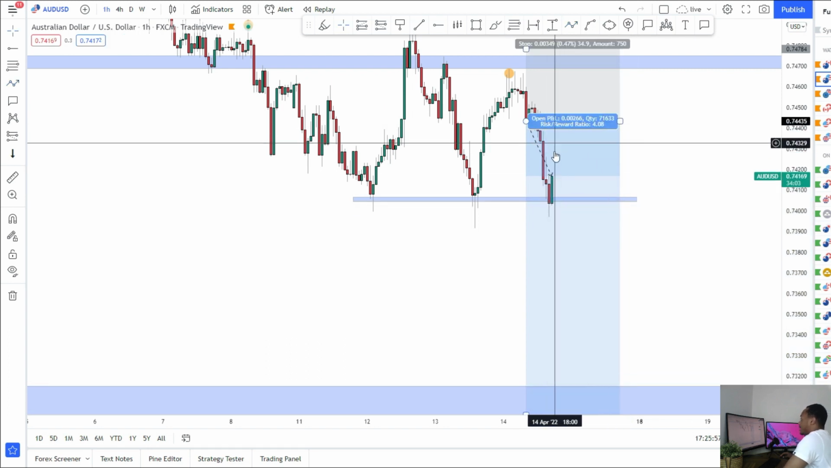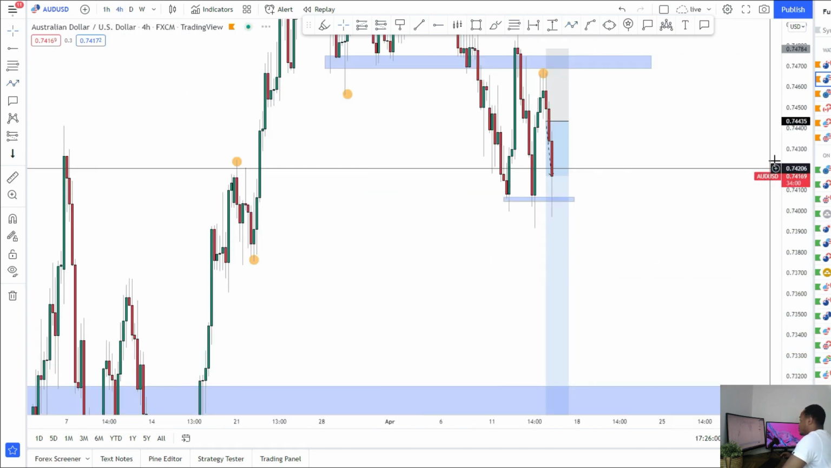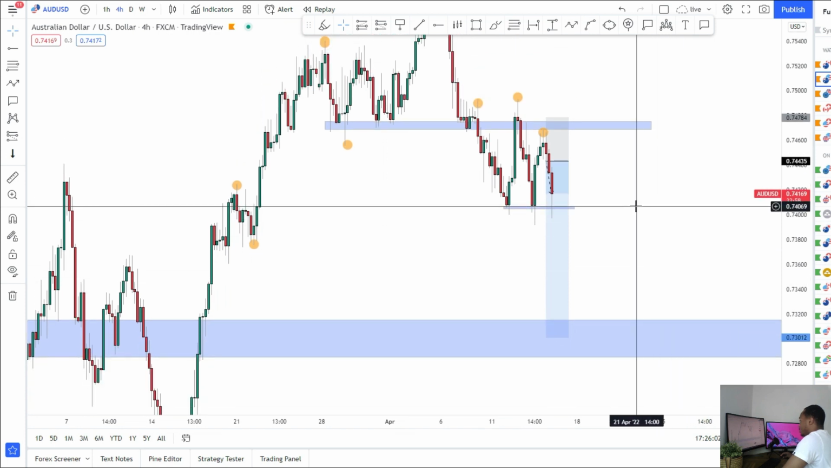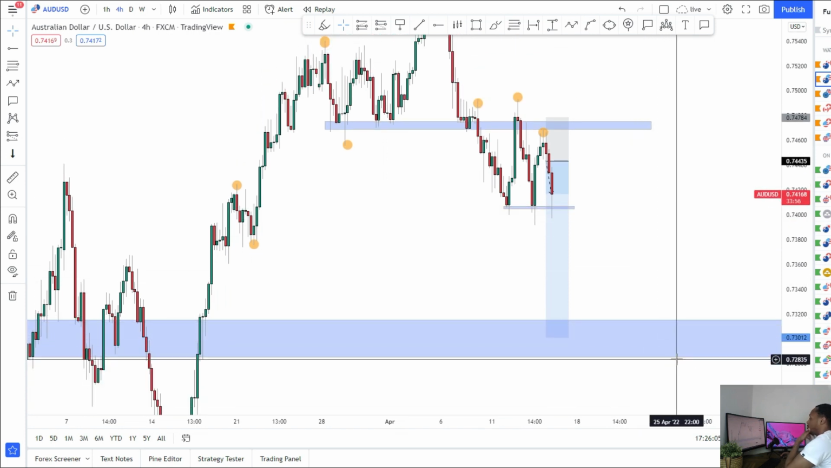There's a chance we could push back up. If that's the case, I might close the trade early, but I am looking at price breaking through this to head down into that zone of 0.73.